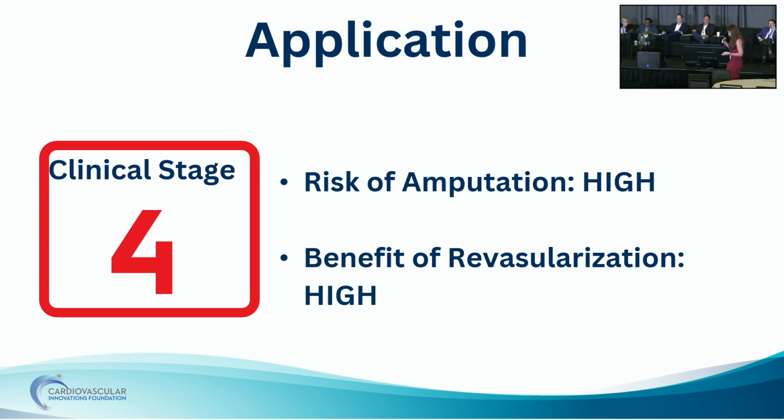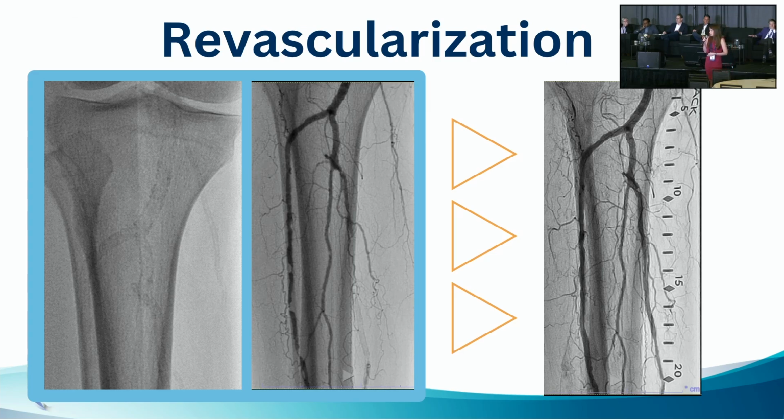So we ended up taking the patient to the cath lab and did revascularization. He had highly calcified vessels. The anterior tibial and the posterior tibial, one was a chronic total occlusion and the other one was subtotal. We had a great revascularization result.